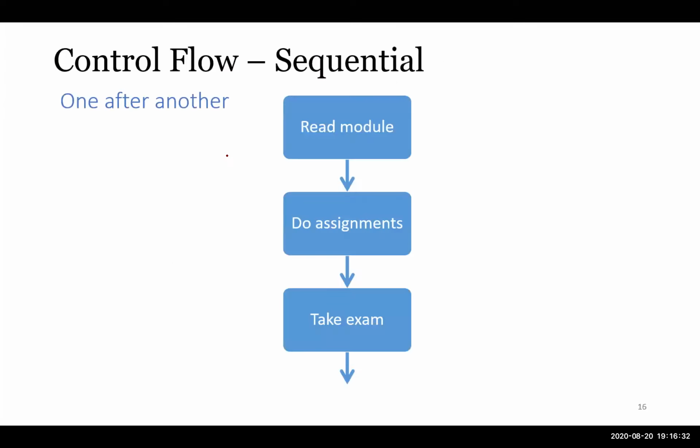So control flow. Normally your program executes sequentially. You have a bunch of instructions: one instruction, next instruction, next instruction. This is how it happens. So first you read a module, like TIC1001. Then you go and do the assignments. After they're done, you take the exam. So it's a sequential flow, one after the other.